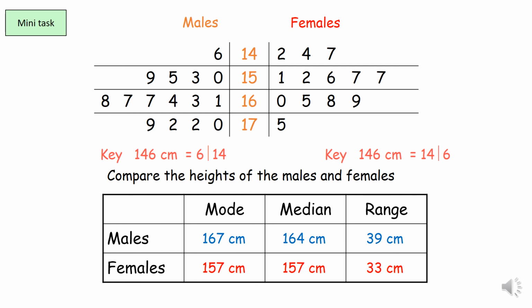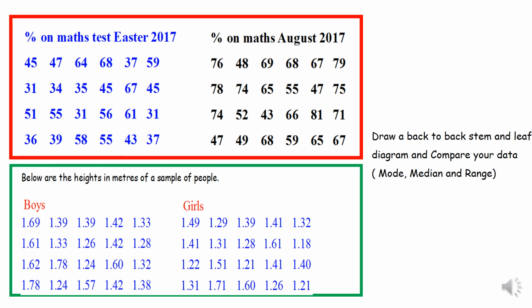Okay, so here I have 2 questions for you to try. Draw a back-to-back stem and leaf diagram. Once you have completed it, don't forget the key. And after completing the back-to-back stem and leaf diagram, compare your data by finding mode, median, and range. Take a picture of your completed work and upload it on the class chart.